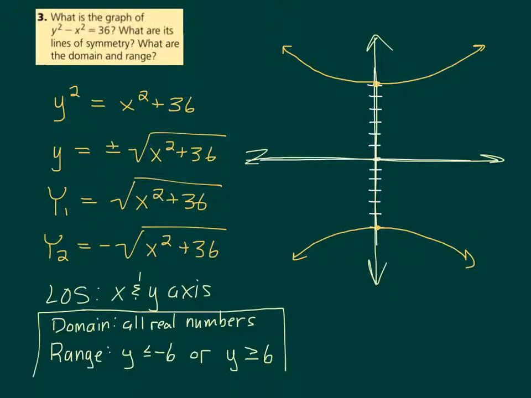So we have the graph, we have the lines of symmetry, we have the domain and range. The domain in interval notation would be this. The range in interval notation would be this.